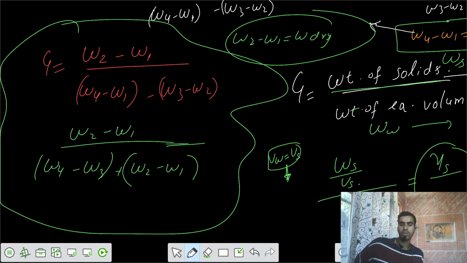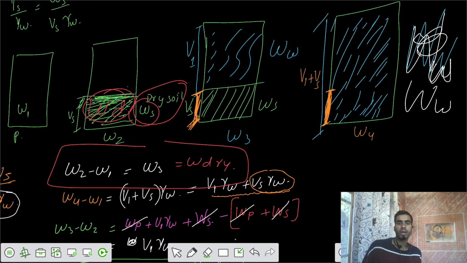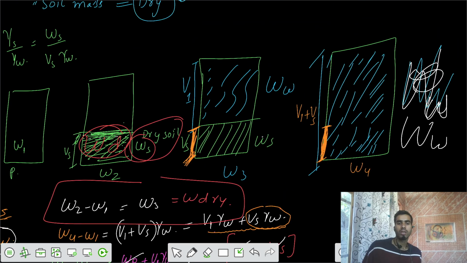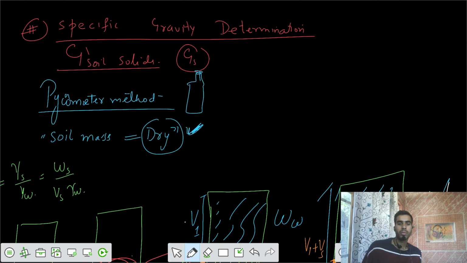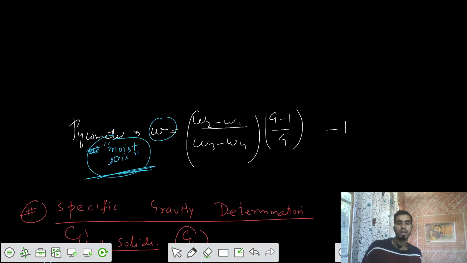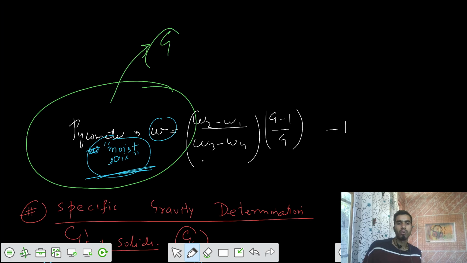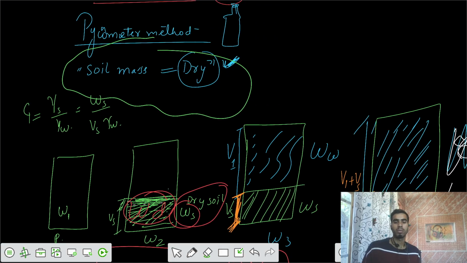So this is how it is used. Here we need to ensure that the soil is in dry condition. For the calculation of specific gravity, your soil mass should be dry. But if you're calculating water content, your soil mass should be moist and your G value should be known to you. That G value we calculate from this method, using the same pycnometer bottle.